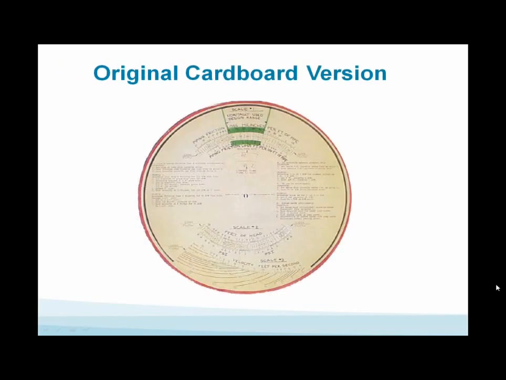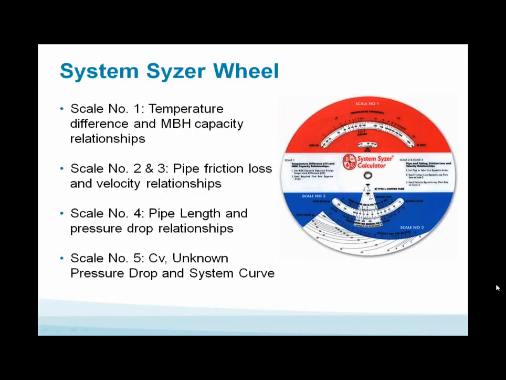His first original System Syzer was a piece of cardboard. This is a picture of the very first one. And he went home and had this great idea and he put all these scales on there by hand to see if it would work. And it worked quite well enough that Bell & Gossett came along and put it into a plastic round wheel that we're all familiar with called a System Syzer wheel. And we're going to play with it a little bit today because this thing has become kind of the industry standard for sizing pipe.